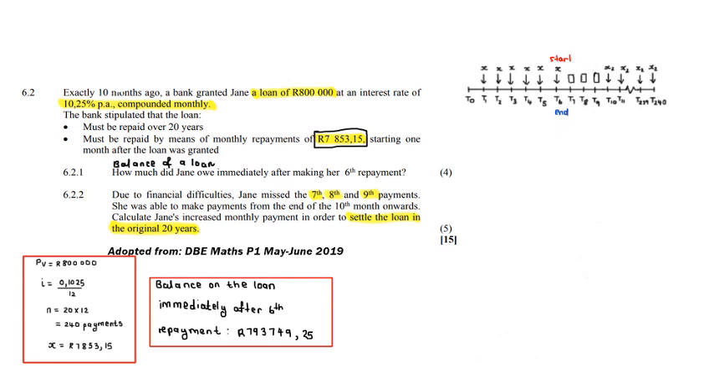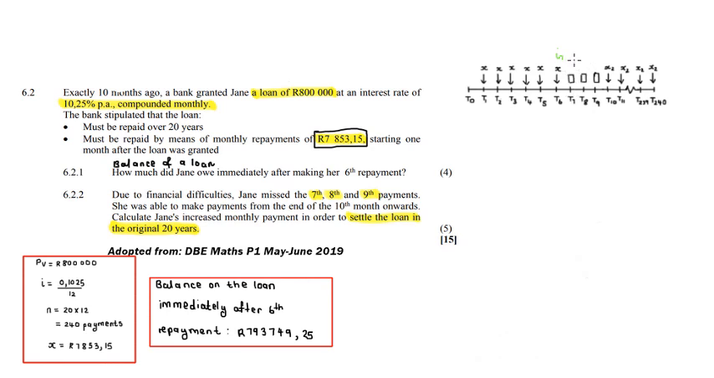Now that we know where we're charging interest, we can do a little analysis. Immediately after Jane made her 6th payment, this is the balance on her loan. At that same time, the bank charges interest for the 7th month, the following month. Then the 7th month goes by, and at the end of the 7th month, Jane is expected to make a payment, but she doesn't do so.